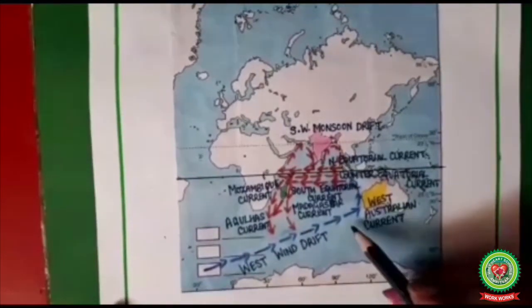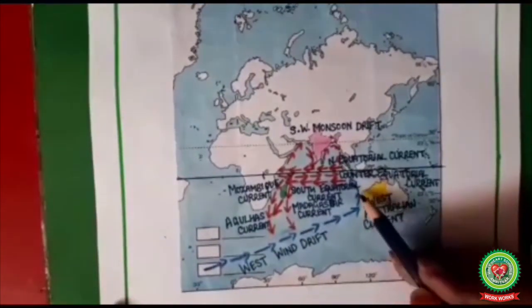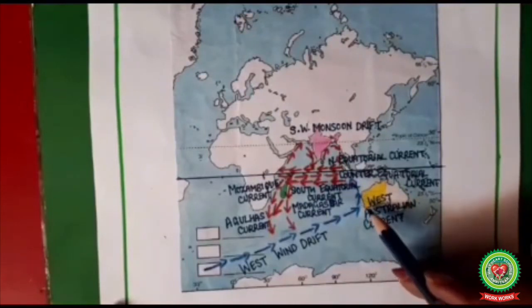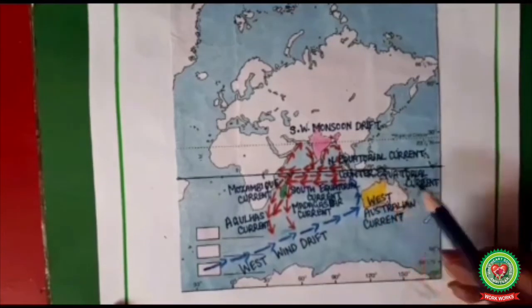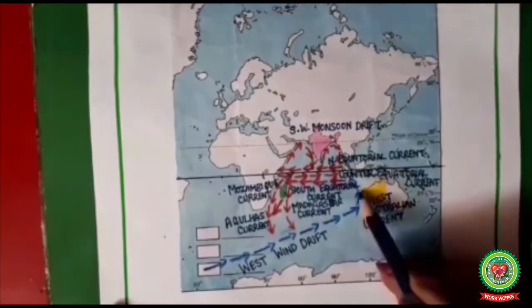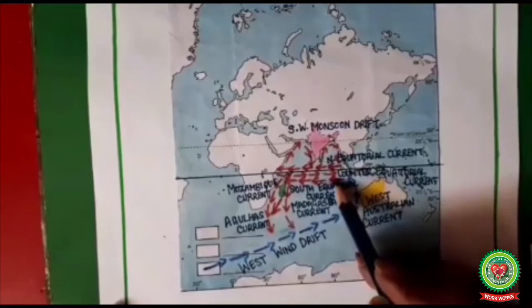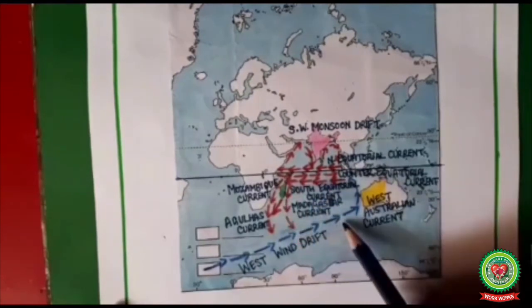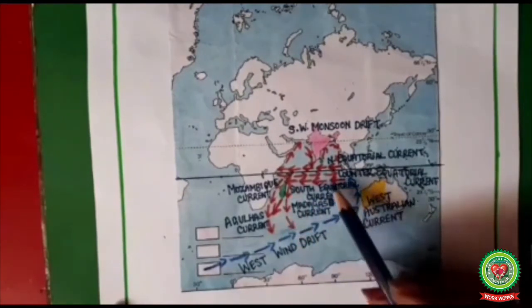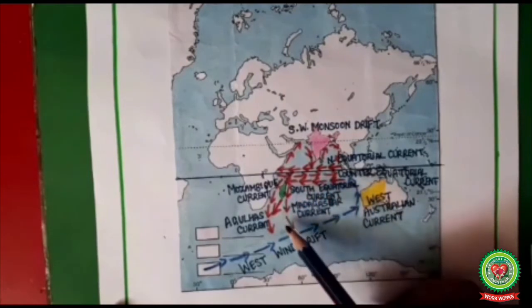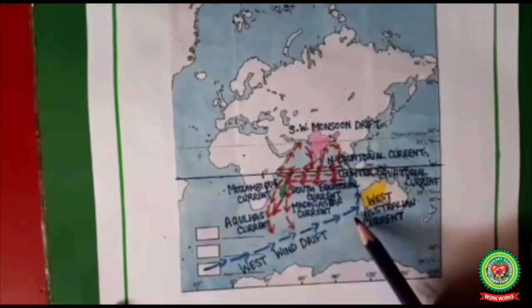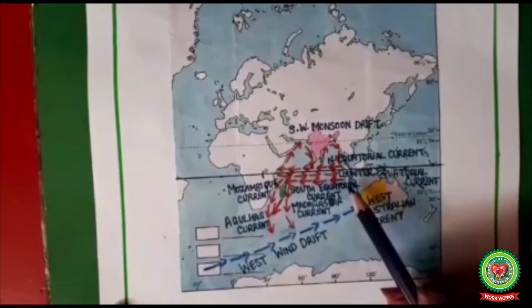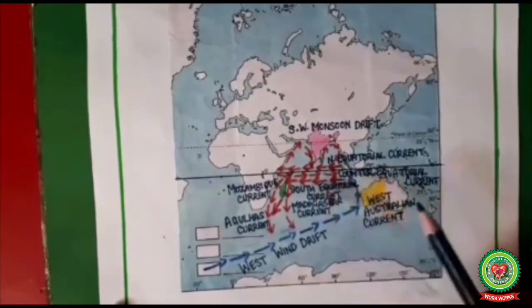As the West Australian Current is a cold current, it has created a vast desert in the western part of Australia. Finally, the West Australian Current merges with the South Equatorial Current. So here also we can see the whole circuit is complete, but the circuit is again in the anti-clockwise direction in the southern hemisphere under the influence of the rotation of the earth.